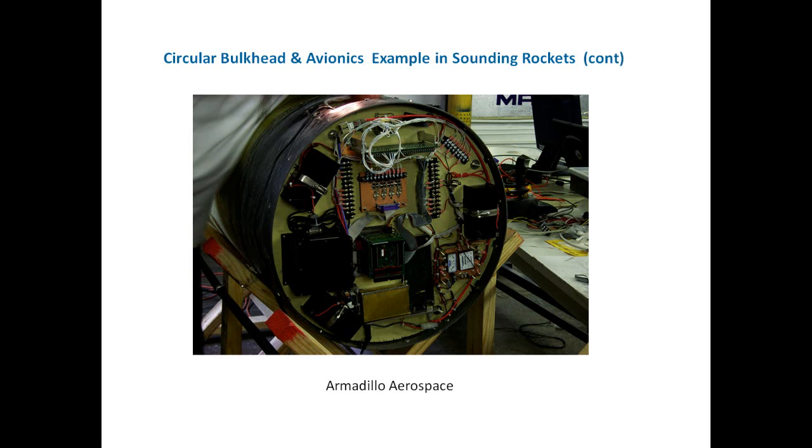And here's an example from a launch vehicle provider that is maybe the lone exception here, where we get to see a circular bulkhead. This is from Armadillo Aerospace. This is from their website, so it's out in the public domain. You can see this is a circular bulkhead. It's a circular plate with avionics boxes mounted on it.